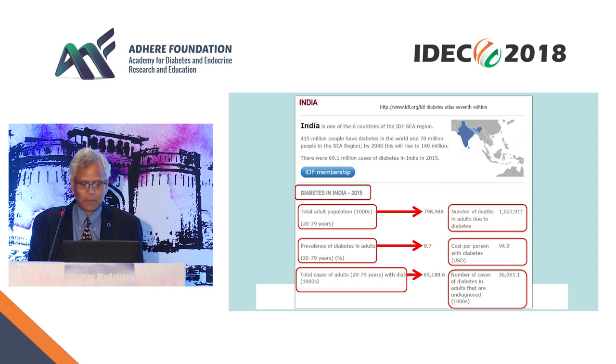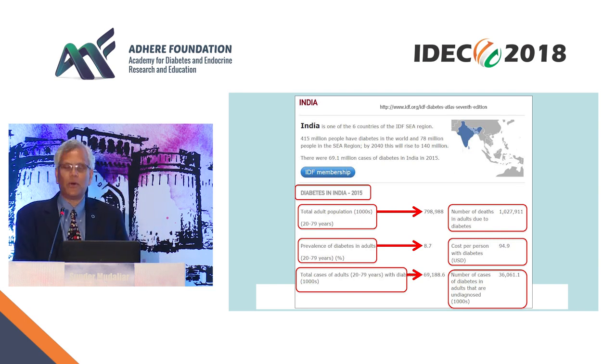And if you look at the total number of cases, that's the number which is estimated. And people who are diagnosed, this is 36 million. That's not the 3 more zeros there. But look at these statistics. The number of deaths is estimated at about 1 million. And most importantly, there is a cost associated with it. And that's the numbers they give in US dollars for a person in India.